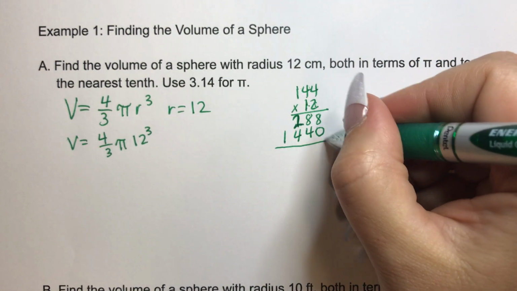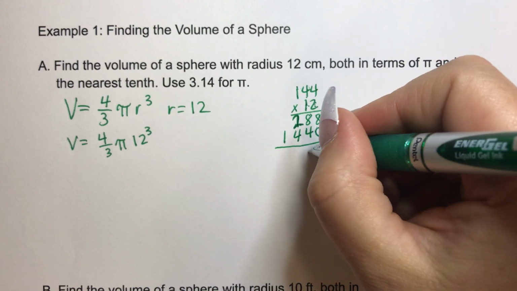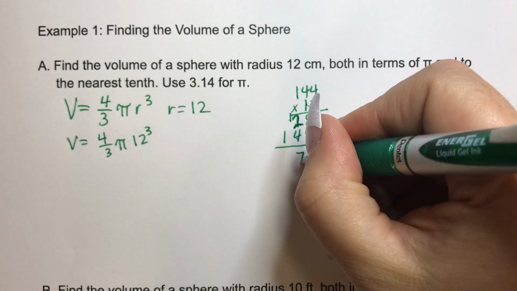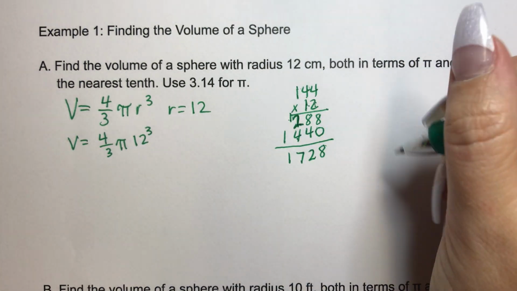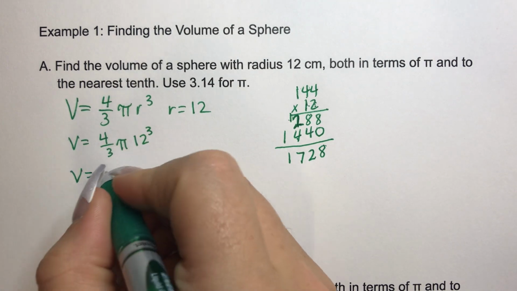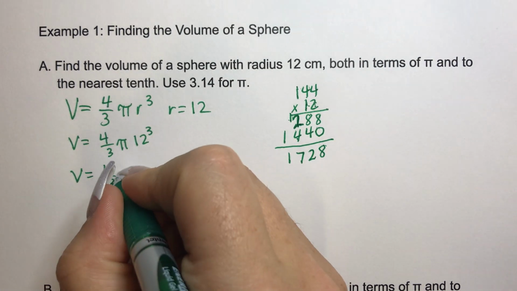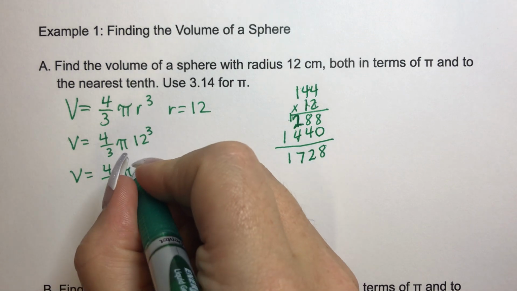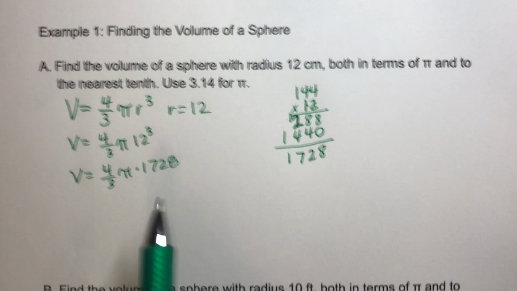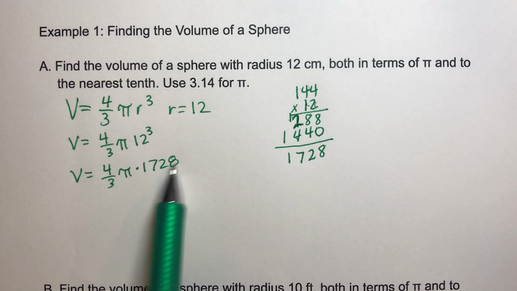Then we add. 8 plus 0 is 8. 8 plus 4 is 12. Write the 2, carry the 1. 4 plus 2 is 6 plus 1 is 7, and then 1. So this ends up being 4/3 pi times 1,728.